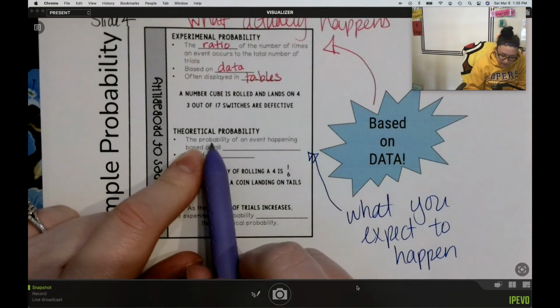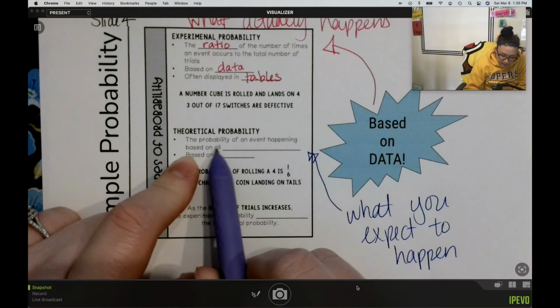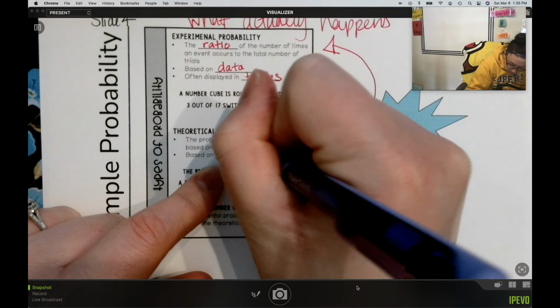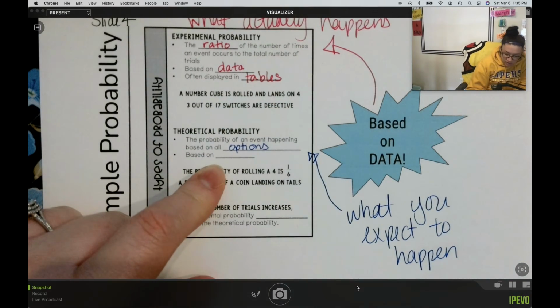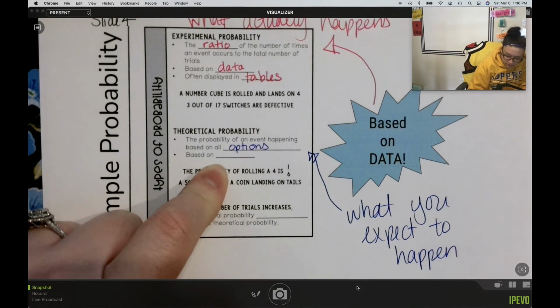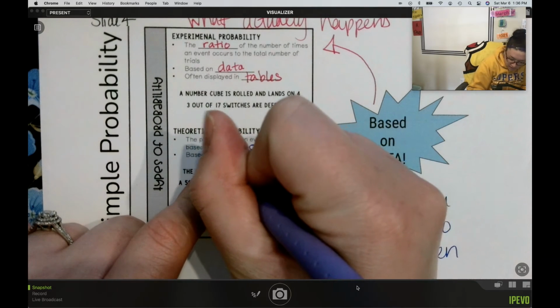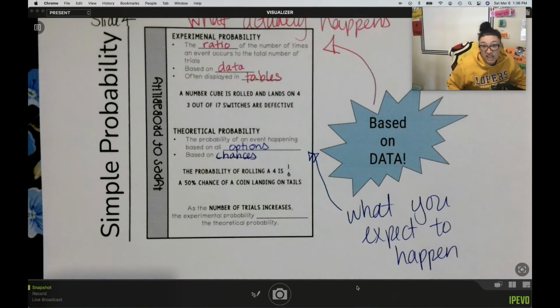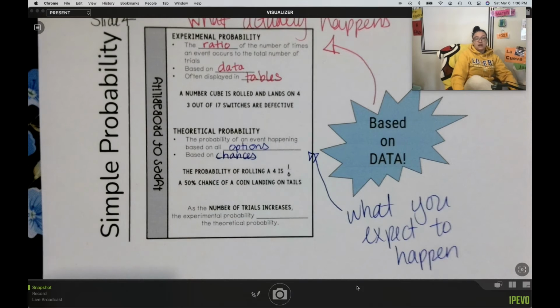Theoretical probability is the probability of an event happening based on all options. It is all based on chances. The chances of something happening, not what did actually happen.